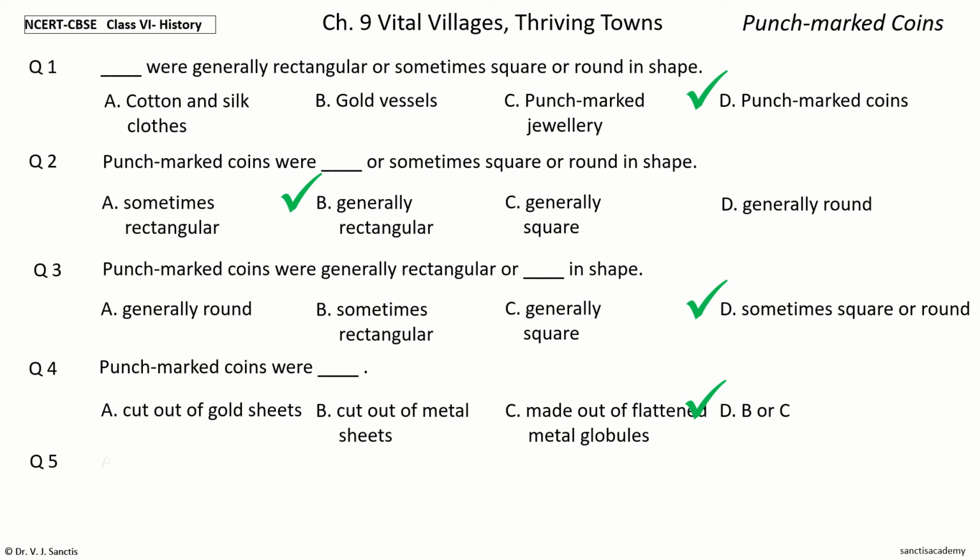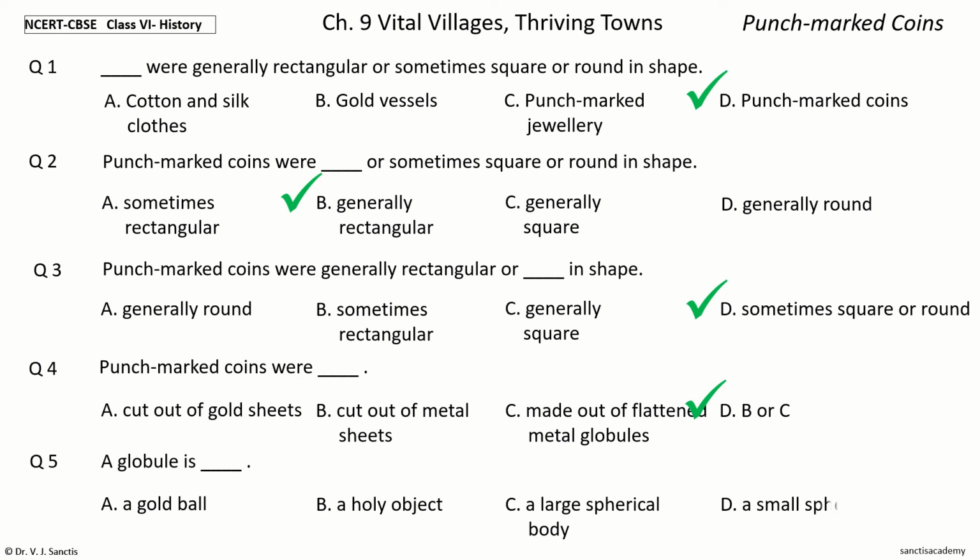Question 5. A globule is dash. The options are a gold ball, a holy object, a large spherical body, a small spherical body. Your time to choose. And the answer is a small spherical body. So, a globule is a small spherical body.